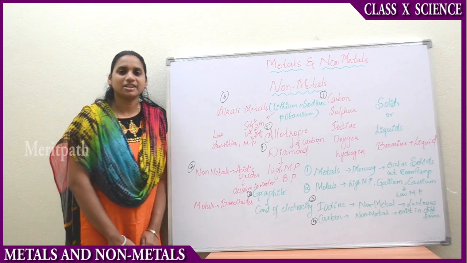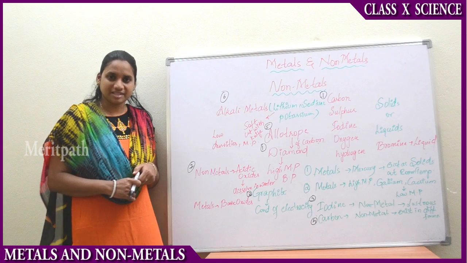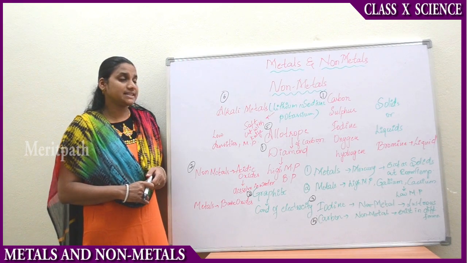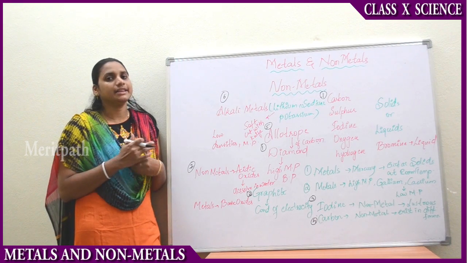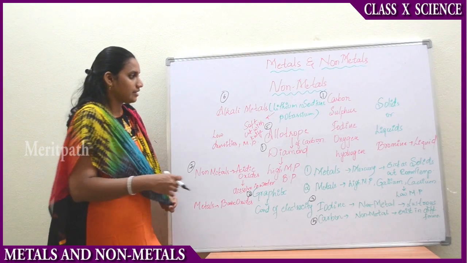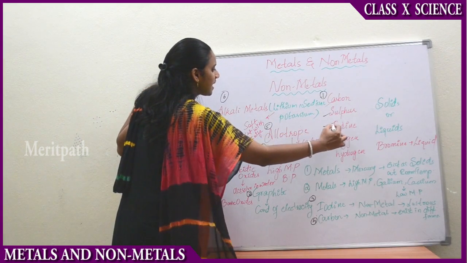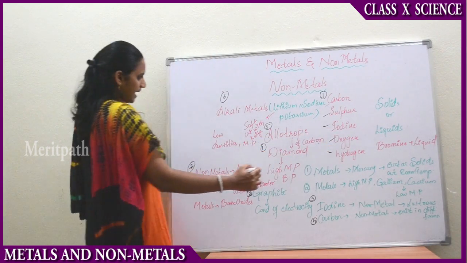Now let us see the physical properties of non-metals. Previously we learned about the physical properties of metals. Now let us discuss non-metals and their physical properties. When coming to non-metals, you can see carbon, sulfur, iodine, oxygen and nitrogen. All these come under the non-metals category, right?